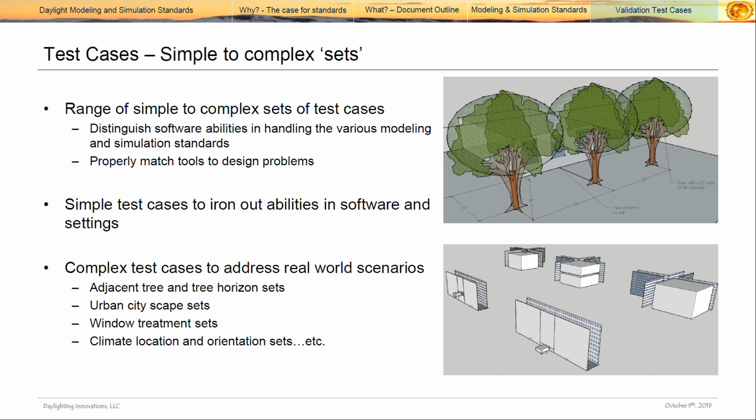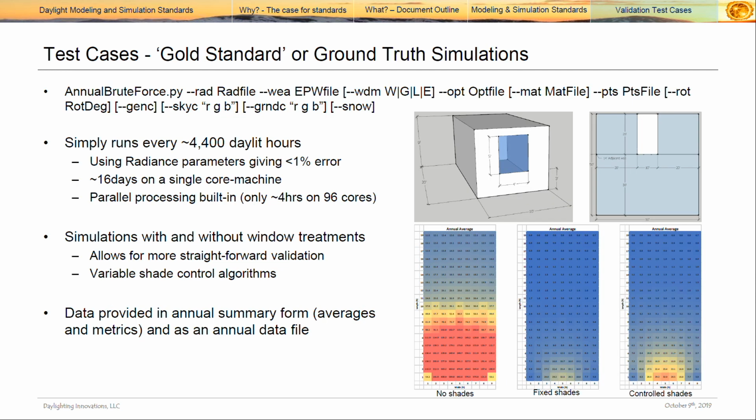And then we get to more and more complex sets of test cases that might add these tree definitions outside, or they might add an urban environment, and they might put these rooms down in the base of an urban canyon. So we'll have various sets of test cases like that. And then we'll be running these gold standard or ground truth simulations of these test cases. And what we mean by this is we call it the annual brute force method, where we really are just simulating every hour of the year.